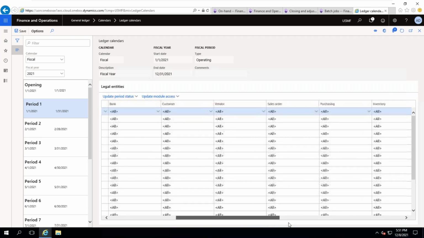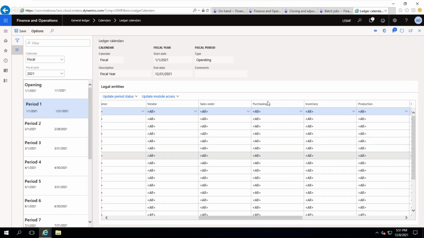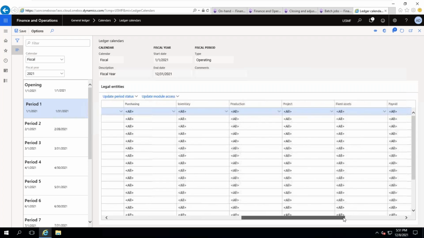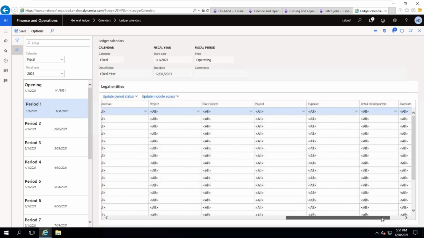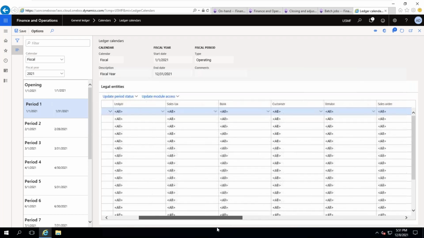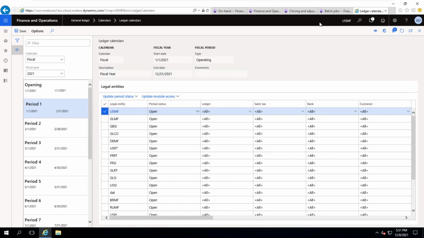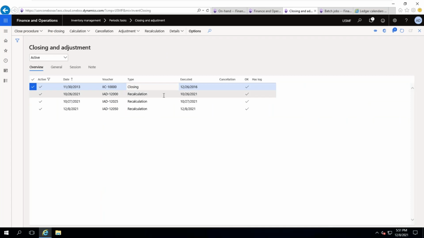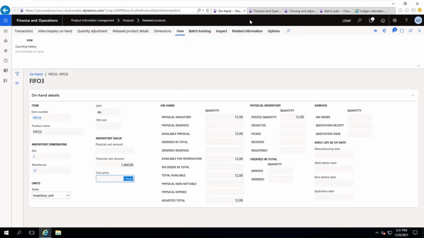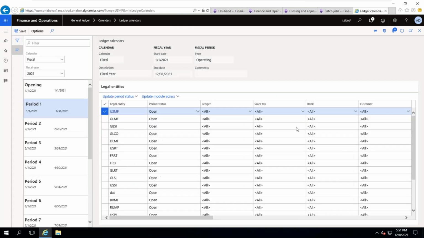See, here also it is there for inventory, for production, purchasing, everything is available. This is for financial transactions, financials impact. So the same rule is applicable. On top of that, this rule is also applicable. If you close this one, definitely it will stop. This is from the finance point of view.